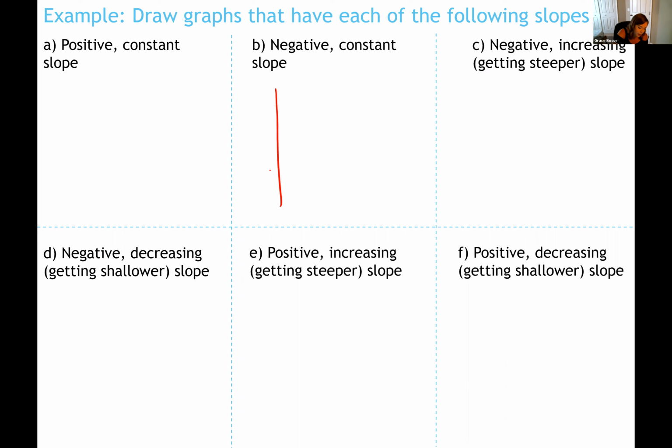How about negative constant slope? If you see that word constant, that should imply to you that I need to be drawing a line. A line has constant slope. Negative slope means that the line is sloping downwards. So there's an example of negative constant slope.